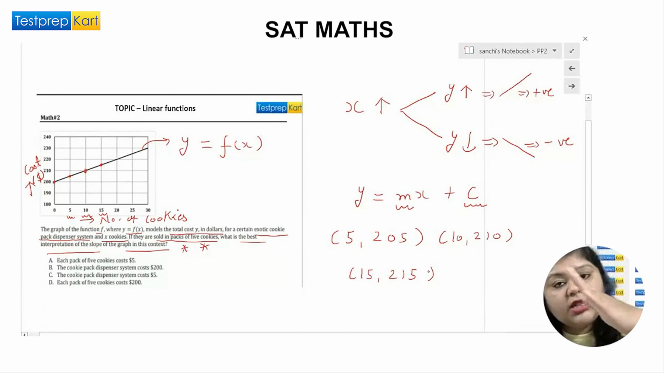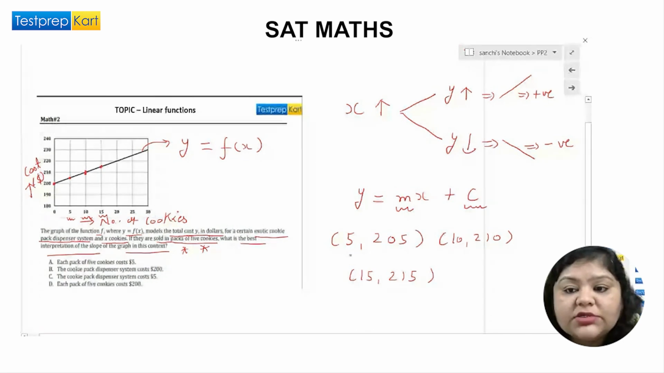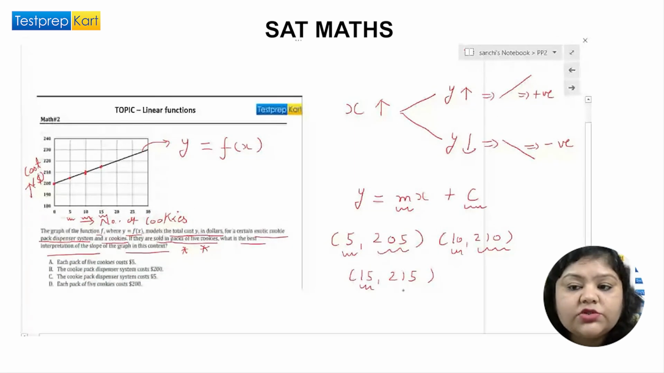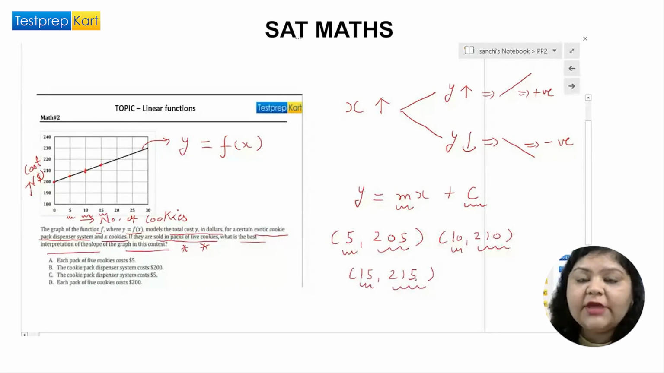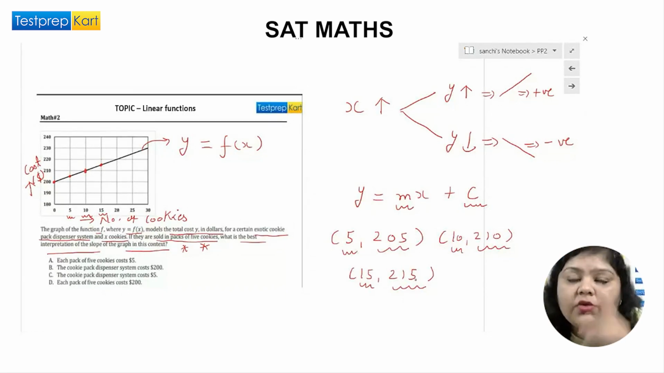Now just have a look at the graph. It is growing in this direction. That means the slope will remain the same on the whole graph. When I had 5 cookies, the cost was 205. When I had 10 cookies, the cost was 210. When I had 15 cookies, the cost was 215. So can't I say each pack of 5 cookies will cost me $5? You tell me why so?